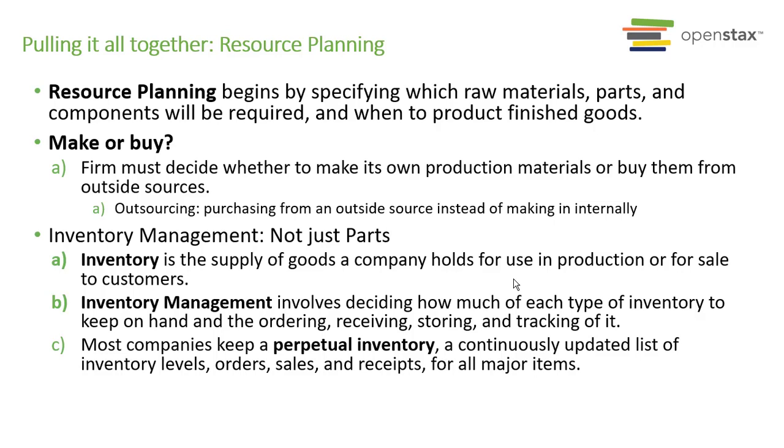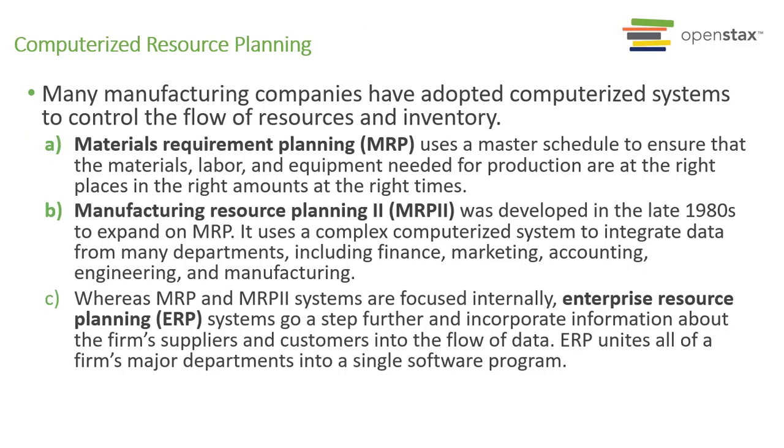You don't want inventory. So inventory management is deciding how much inventory you should have on hand, what you're going to order, how much of it, receiving, storing, tracking, everything. Most companies keep a perpetual inventory, a continuously updated list of inventory levels. The cool thing about this is now, of course, computers do that for us, right? Great point of sale systems that retailers even have do that.